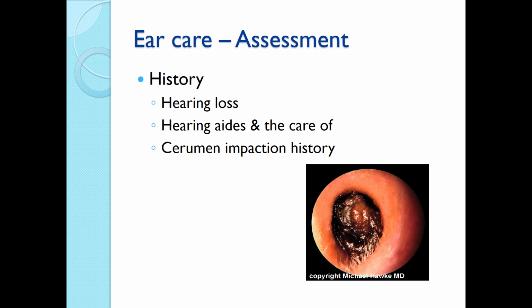That can obviously become impacted into the ear canal, and then that can definitely impair a patient's hearing and decrease their hearing ability. So assessing for that, any kind of issue with earwax buildup there.